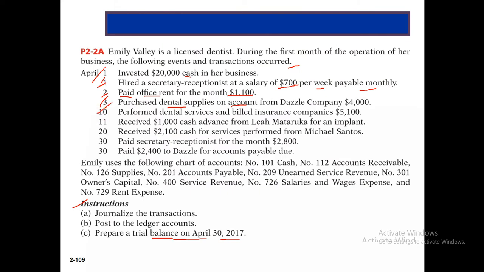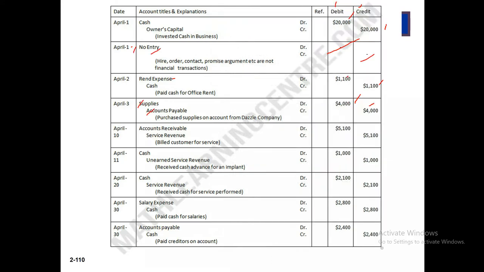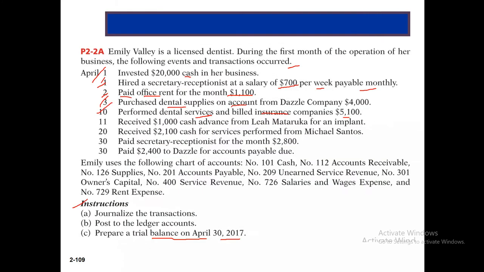April 10, perform dental service. Perform dental service, that means revenue will be credit, and billed insurance companies, this figure. So this will be our accounts receivable debit. So April 10, our accounts receivable will be debit and our service revenue will be credit. So here, we can again explain this: performed dental service and billed insurance company, 5,100.